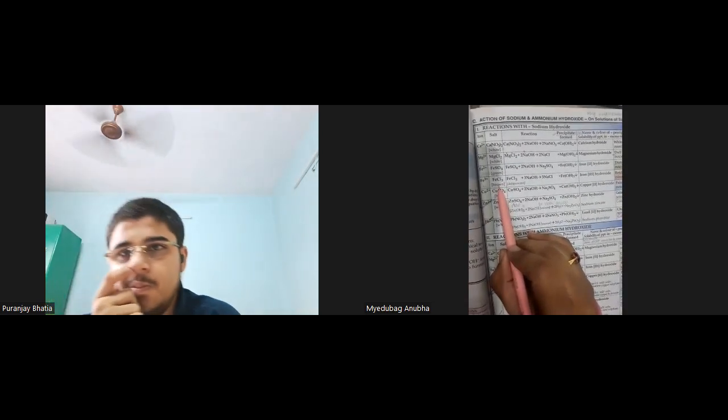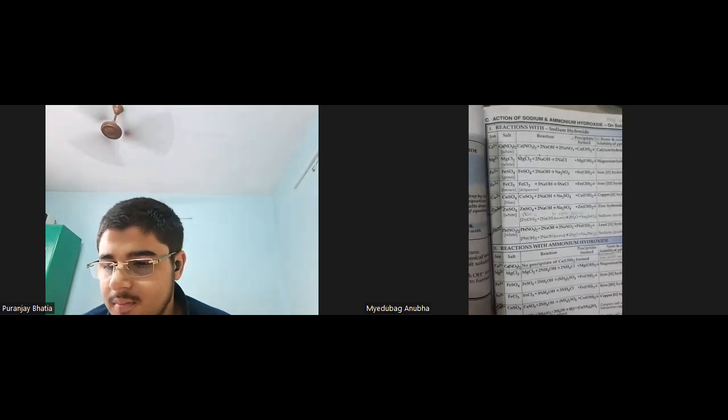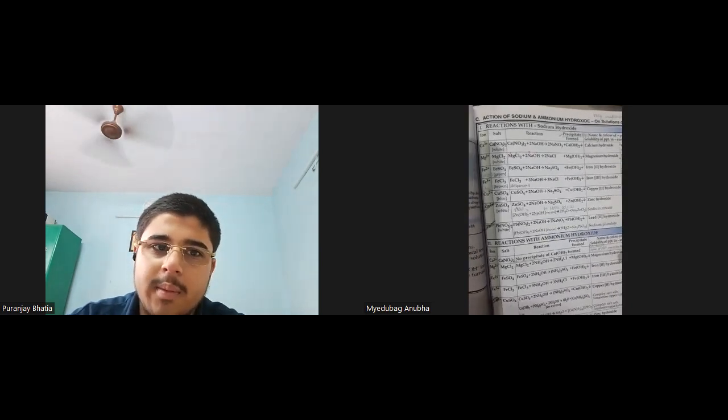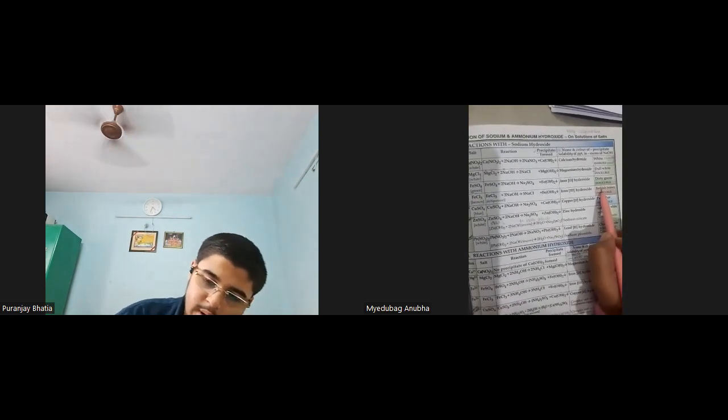Then we have FeCl3, that is brown in color. When it reacts with sodium hydroxide, we get NaCl and Fe(OH)3, that is iron 3 hydroxide. The original color was brown. As you can see, deliquescent has been written here. Deliquescent means it absorbs moisture from the surroundings to become a solution. So this particular salt reacts with a base or alkali to form NaCl and iron hydroxide. The original color was brown, and after the reaction with this alkali, the color changes from brown to reddish brown.